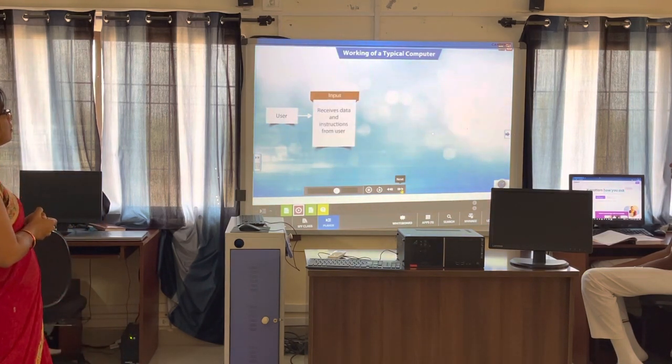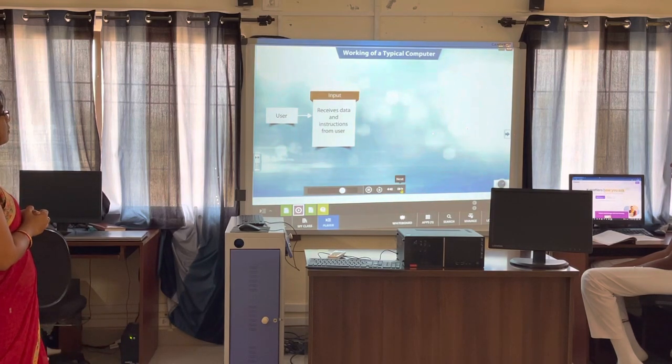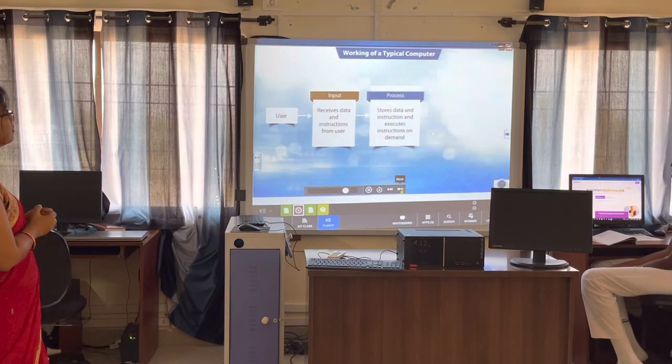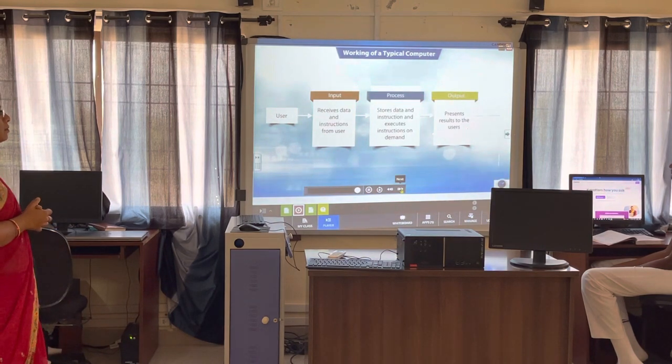In the input stage, the user enters data and instructions into the computer collectively. In the process stage, the computer stores this data and these instructions in its memory and executes them on demand. In the output stage, the computer presents the results to the user.